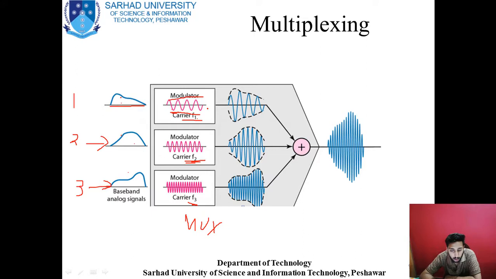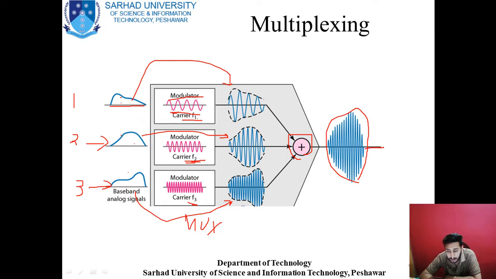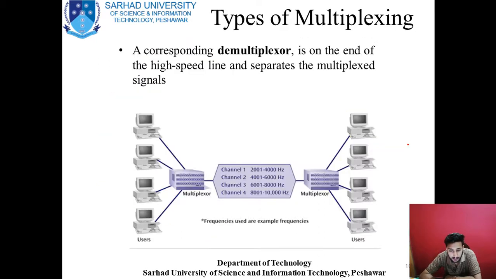Now after modulation, you can see that this signal has become this shape, and this signal has become this, and this signal has now become this signal. What does it do? It adds all these signals and forms a mixed signal like that. And this signal is then pushed onto the high communication link. Now let us see what the receiving side does.